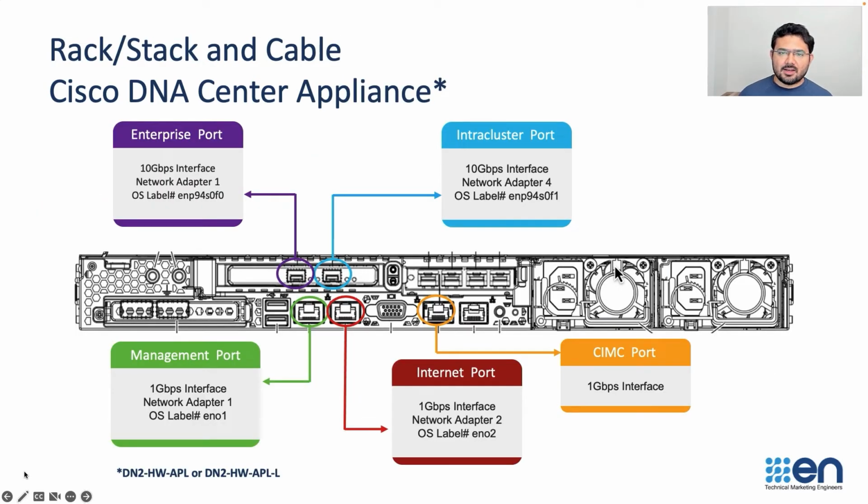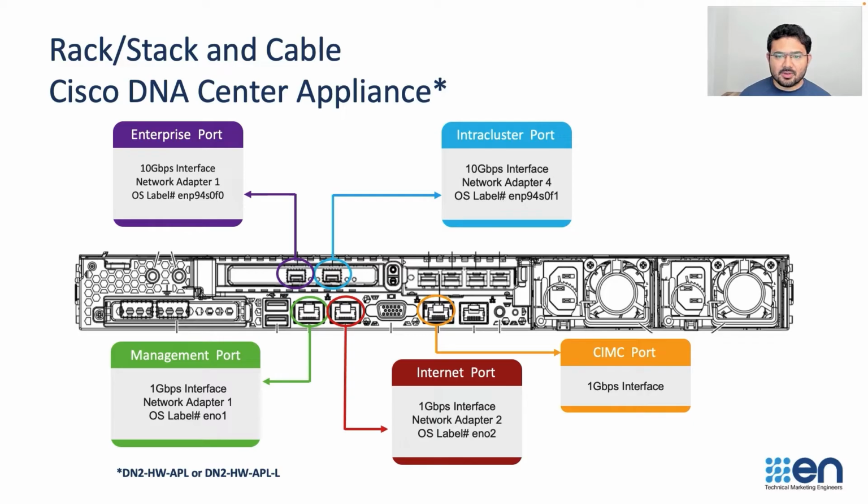Moving on, I want to show you five important ports that need to be cabled and configured on the Cisco DNA Center appliance according to your business needs. This picture shows the rear view of the appliance. The first one in the yellow is the Cimc port. This port will be used to access the KVM console of the Cisco DNA Center appliance so that you can start running the Maglev config wizard.